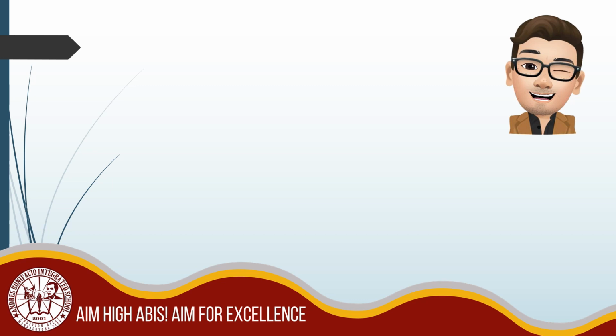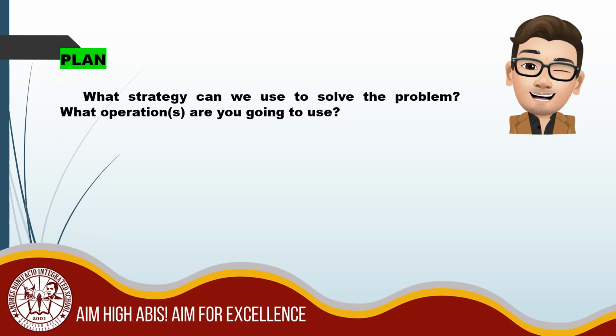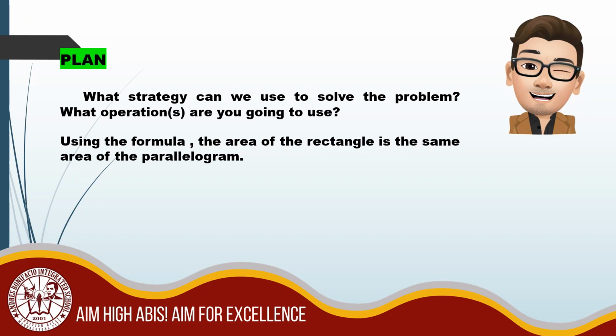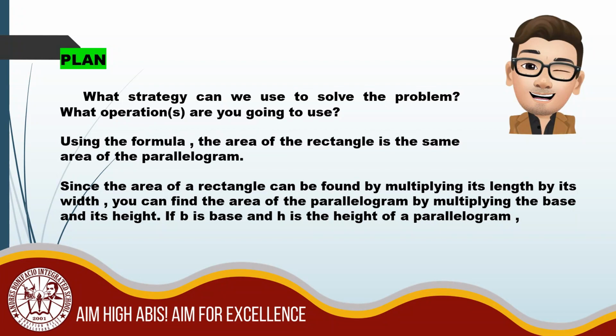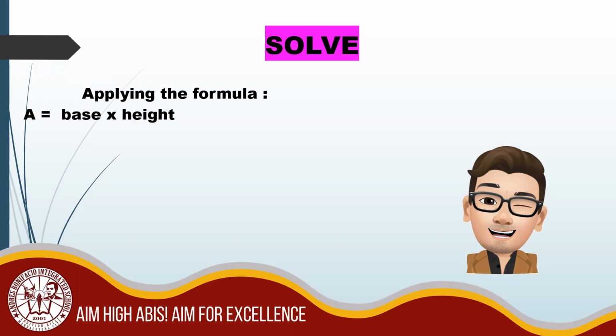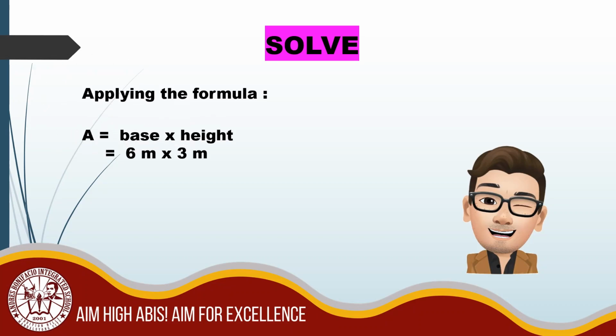And what are we going to do next? You are all right. We have to plan. We have to know what strategy we can use to solve the problem, or what operation we are going to use. Using the formula, the area of the rectangle is the same as the area of the parallelogram. Since the area of the rectangle can be found by multiplying its length by its width, you can find the area of the parallelogram by multiplying the base and its height. If B is the base and H is the height of a parallelogram, then area equals base times height. Applying the formula, base times height will give us 6 meters times 3 meters equals 18 square meters.